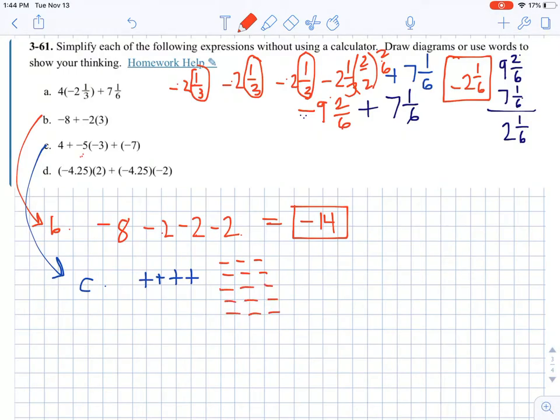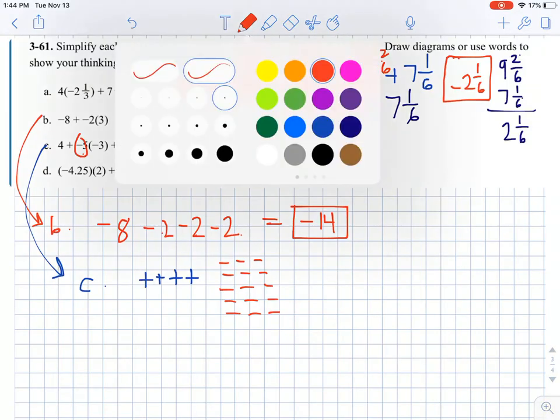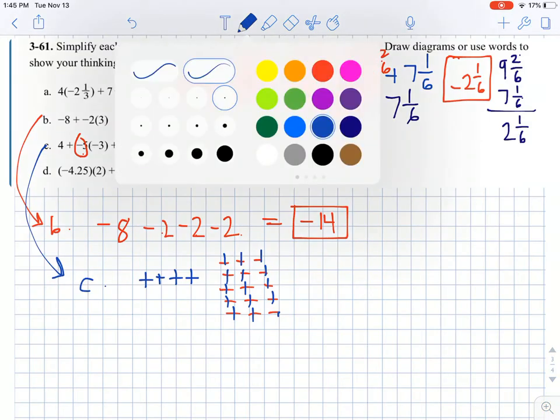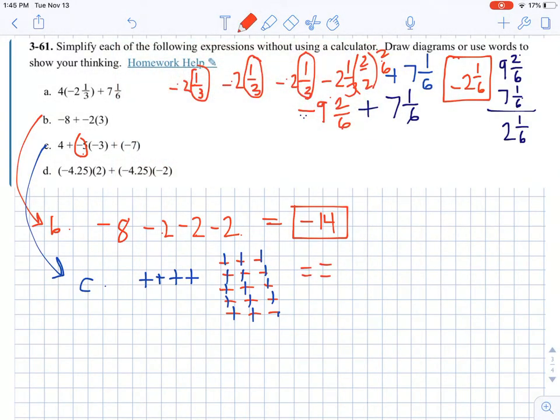But this says turn it around, other direction. So these all become positives. And then this last one is negative 7. 1, 2, 3, 4, 5, 6, 7. So these 4 and these 4 will make a 0. And these 3 and these 3 will make a 0. And I'm left with 1, 2, 3, 4, 5, 6, 7, 8, 9, 10, 11, 12. And they are positive.